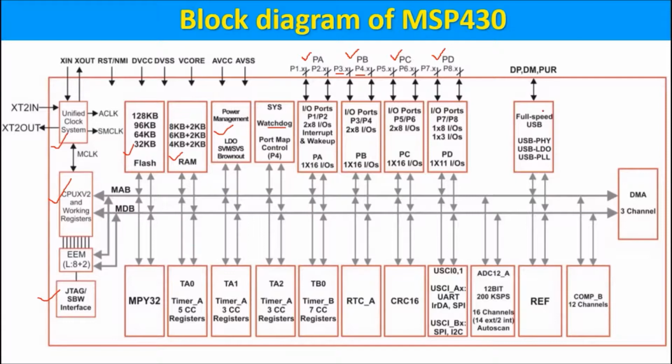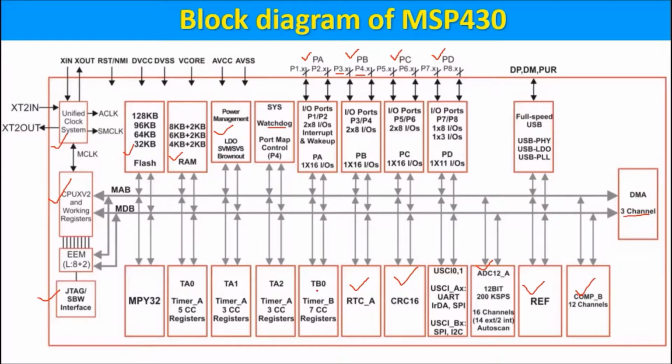Then there is a USB connector block. The DMA controller block is there, direct memory access, which has 3 channels. Then the comparator block is there. Here the reference block is shown. Then the ADC block is shown here. These are some serial peripheral interfaces, that is UART, IrDA, SPI. So serial protocol blocks are there. CRC16, CRC code generator, cyclic redundancy check. Then RTC_A, a real time clock. And these are the timers TA0, TA1, TA2, and TB0.